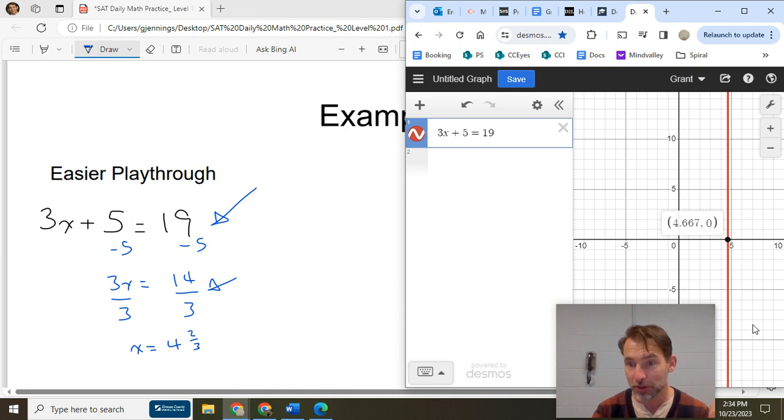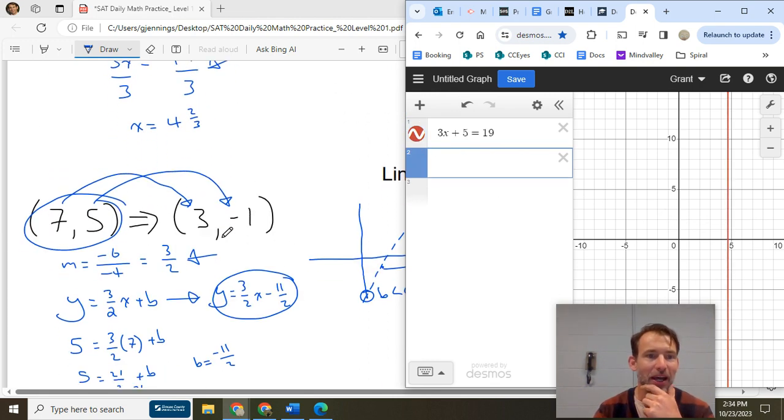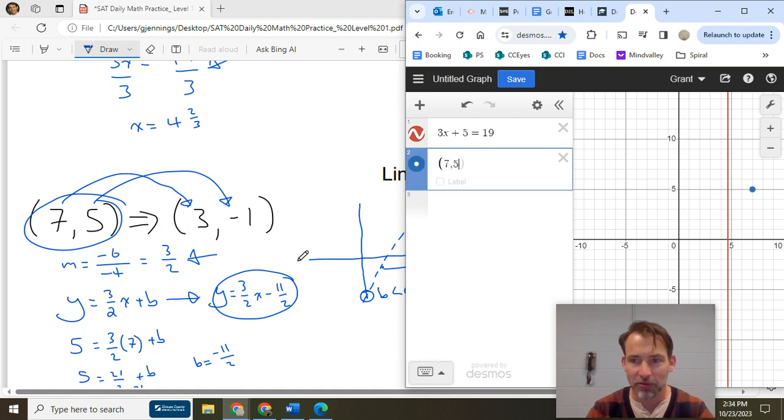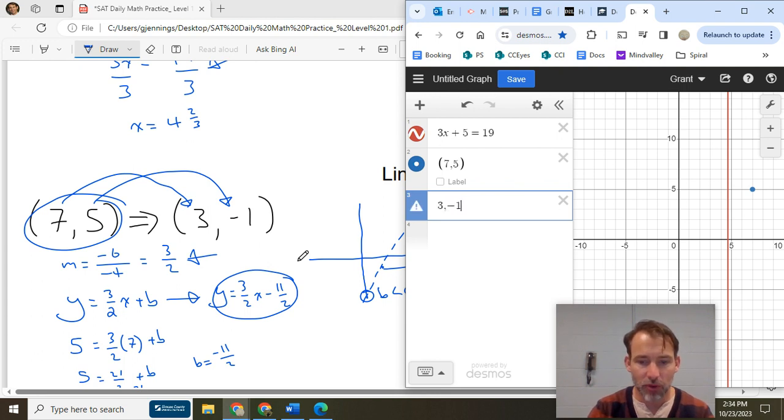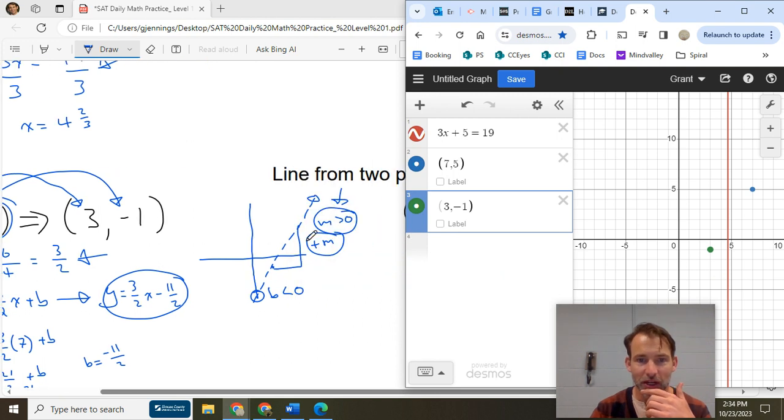Those are all the solutions of x that do that. Okay, cool. So then I have 7, 5. I can write points just the same way, 7, comma 5. And another one was 3, comma negative 1. Put that one in there. So that matches the visualization that I had here.